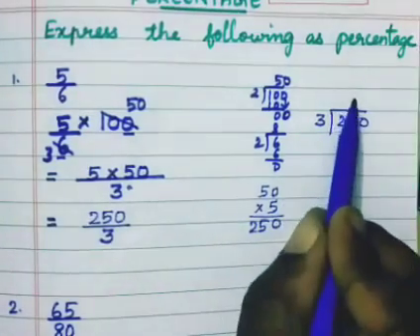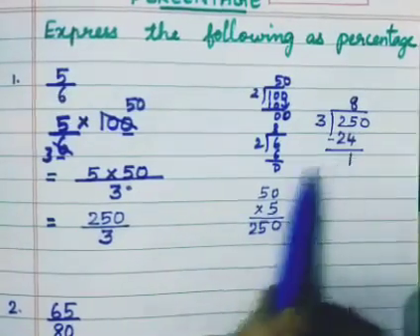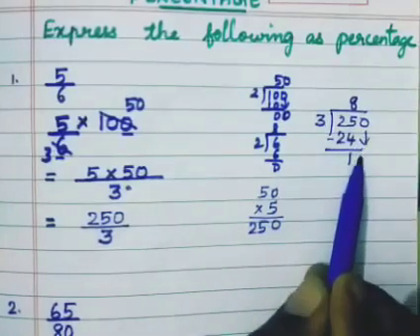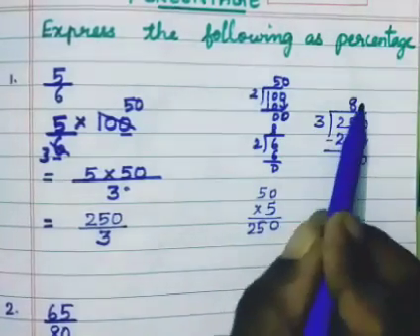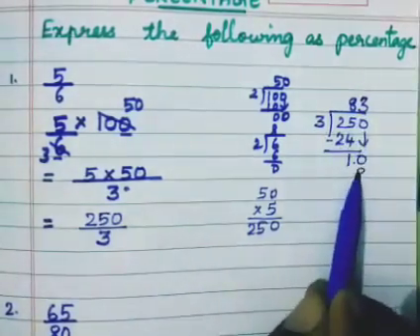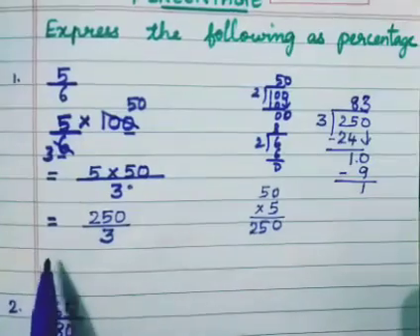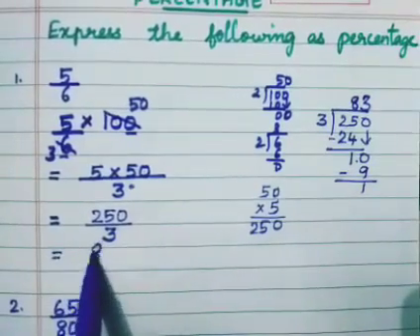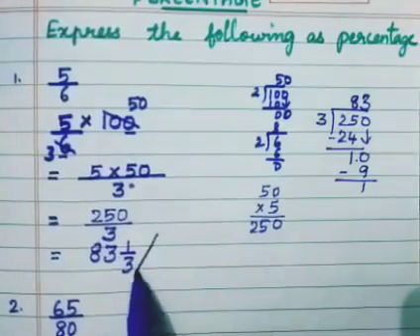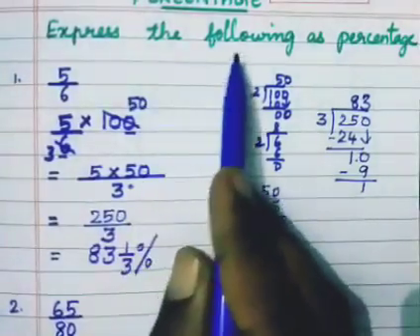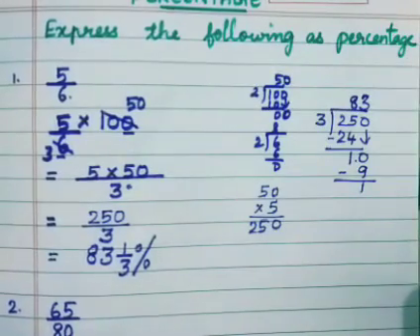3 8s are 24. Then subtract it. You will get the remainder 1. Then bring down the next digit. So you will get 10. Then check how many times 3 goes in 10. 3 3s are 9. Then subtract, you will get the remainder 1. So if you want to write the answer in mixed form, you can write it as 83 and 1 by 3. Then I told you to put the percentage symbol because our aim is to convert the given fraction into a percentage. So 83 and 1 by 3 percent is the answer.